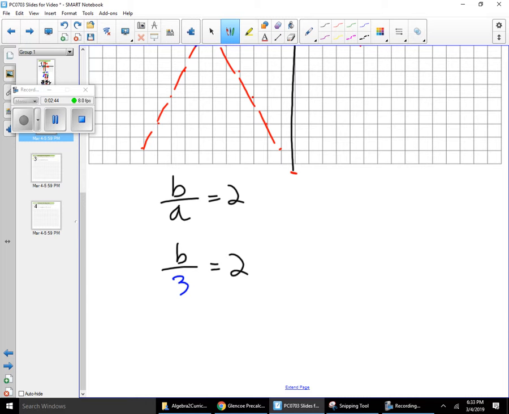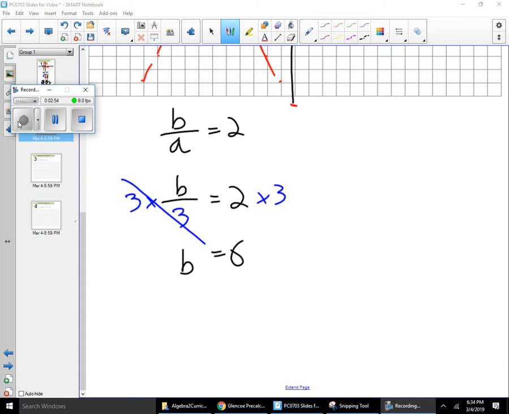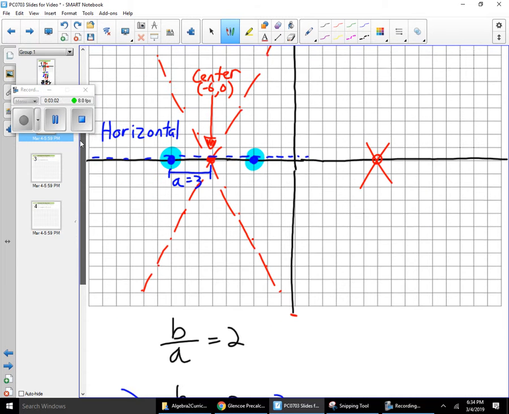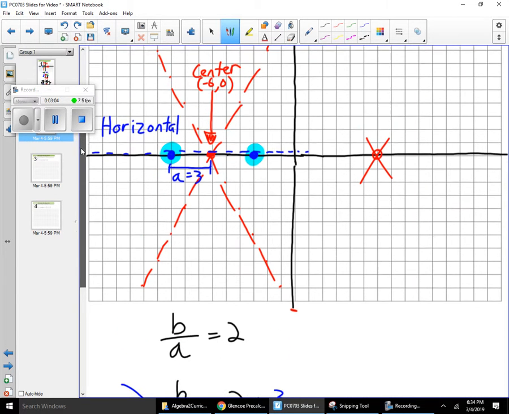What's the opposite of divide by 3? So we can find our b value that way. So I now know my h, I know my k, I know my a, I know my b. We also know that this hyperbola opens left to right, it's horizontal.